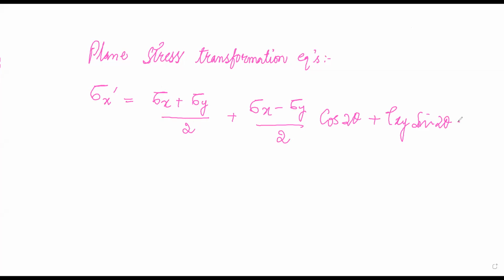Listen, as far as sigma x is concerned, sigma x will be given to you. Sigma y will also be given to you. As far as sigma x prime is concerned, sigma x prime essentially becomes a function of theta. That is, at different angles, you will have different values of sigma x prime. If your theta is 0, you can find the value of sigma x prime. If your angle theta is 45, you can find the value of sigma x prime.